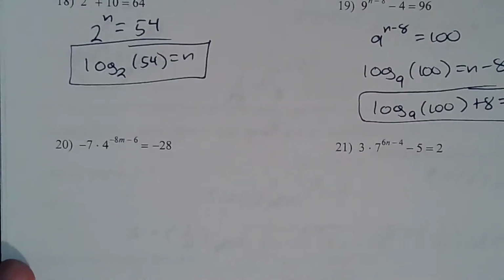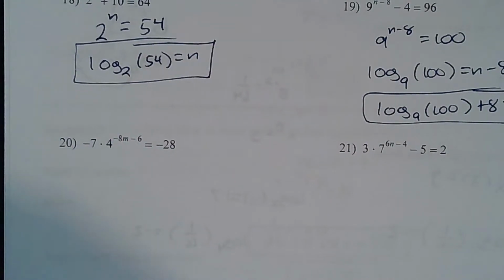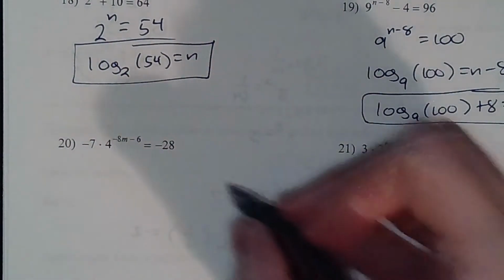Number 20. So number 20 is getting a little bit funkier. You again need to get everything to the log loop, but you can't do that with these multiplications and all this other stuff that's happening in the question. So you need to get it down to just a number raised to a power equals another number. So step 1 is to divide both sides by negative 7.